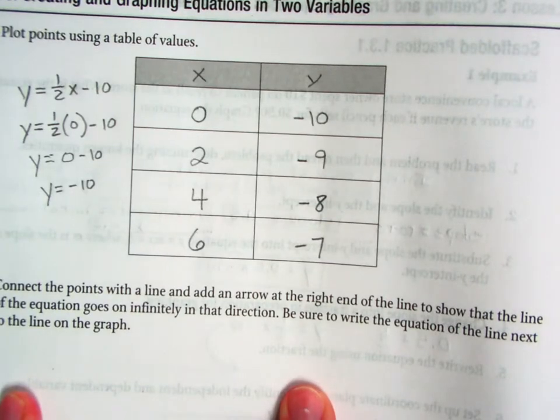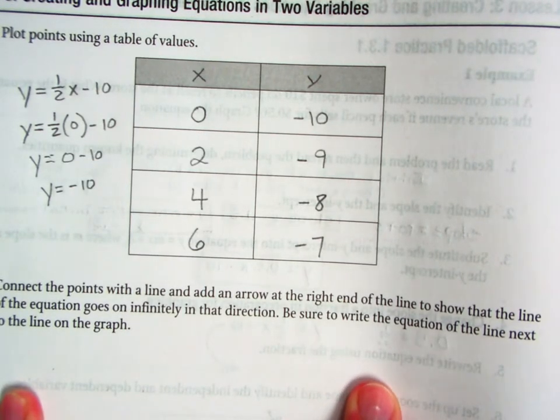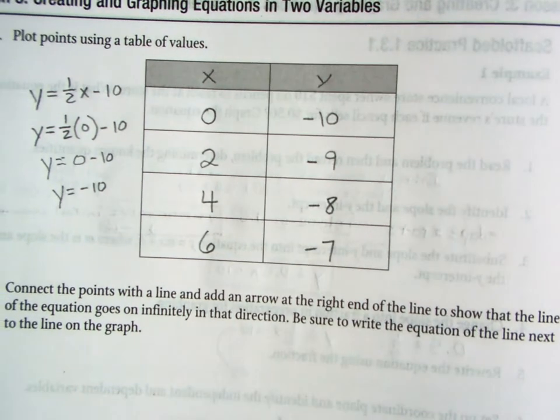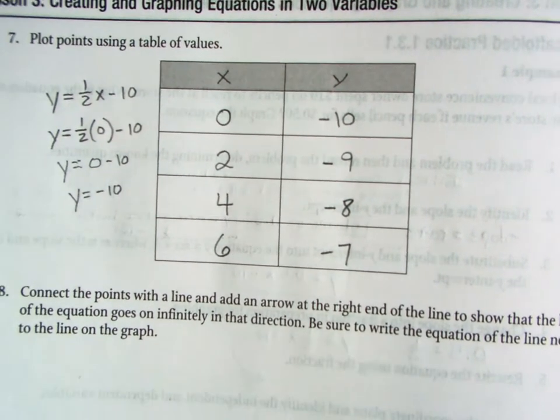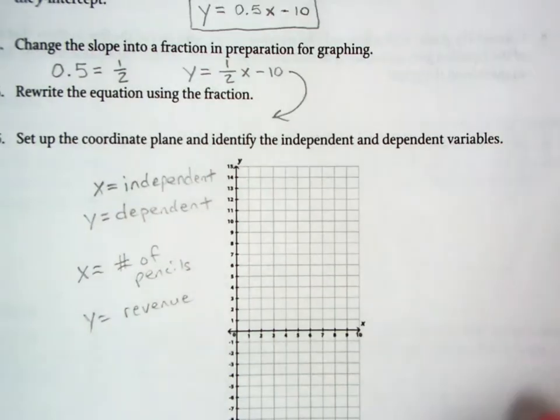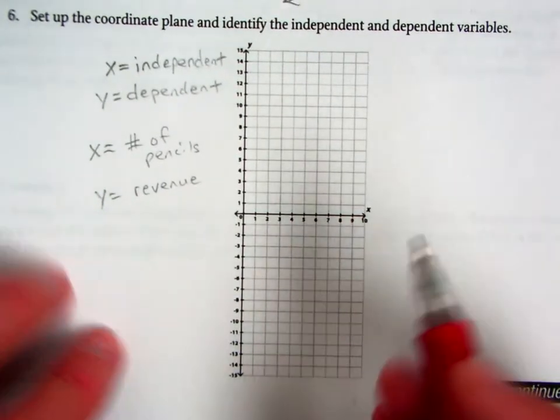Now I'm going to flip back over here just one quick moment, because their next point says connect the points with a line and add an arrow at the right end of the line to show that the line of the equation goes on infinitely in that direction. Be sure to write the equation of the line next to the line on the graph. So let's take our points of 0, 2, 4, and 6.